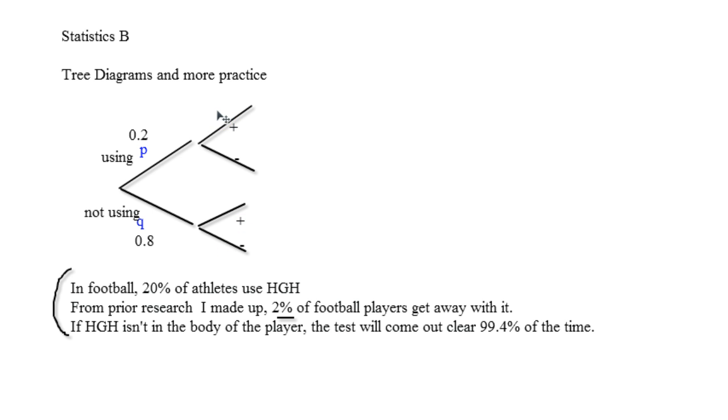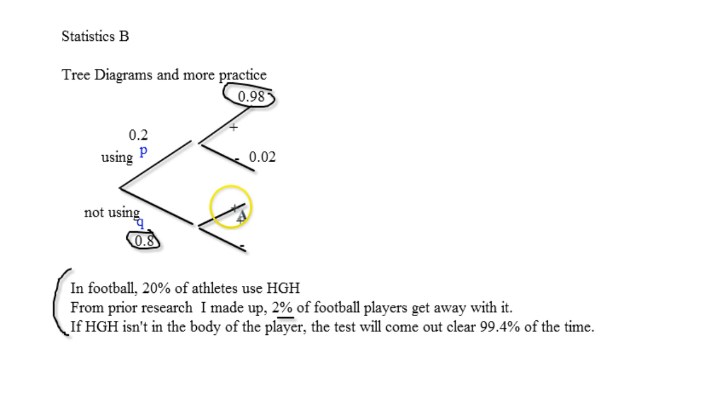From prior research I made up, 2% of football players get away with it. So if they are using, 2% test out. So this is going to be the 0.02 right here. Now that means that if they are using, about 98% are going to be caught. So that's going to be a 0.98. So this is the new information I can start putting in here so that I know what numbers to work with. I've already put in the 80% down here and the 98% up here.